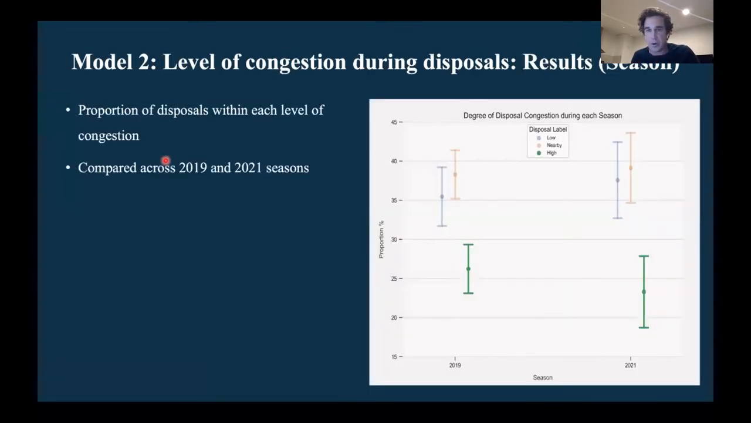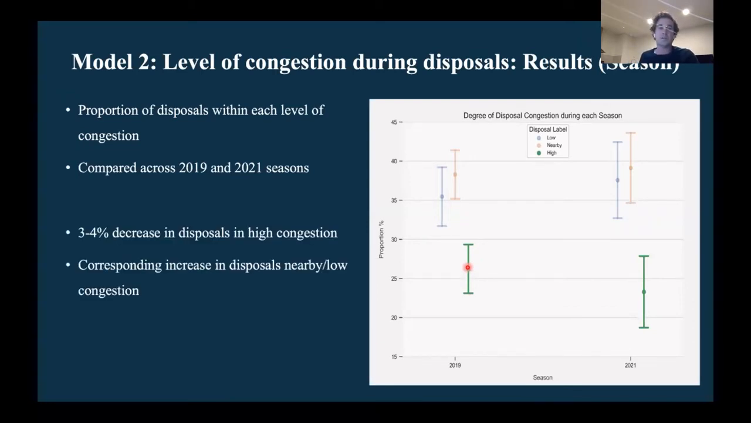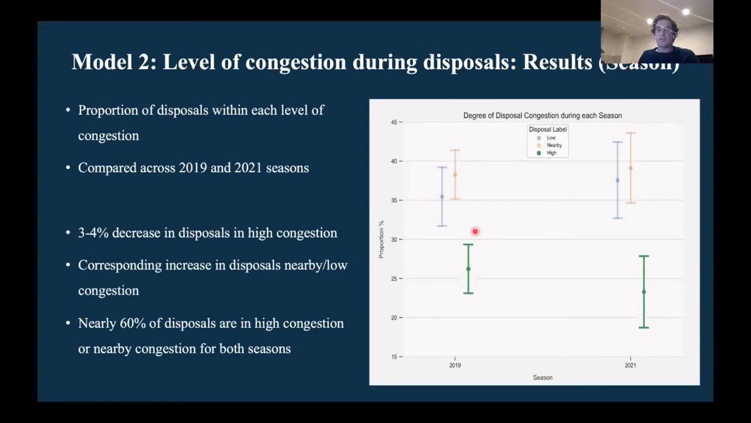So when we pass this model to each disposal across the 2 seasons, we can see the proportion of disposals within high congestion decrease across the season here. So, you know, a 3 to 4% decrease in disposals within high congestion. Conversely, outside and nearby congestion increase over that same time period. If you just focus on high congestion and nearby, we can see that a large chunk of disposals has some form of congestion around the ball carrier, so greater than 60%.